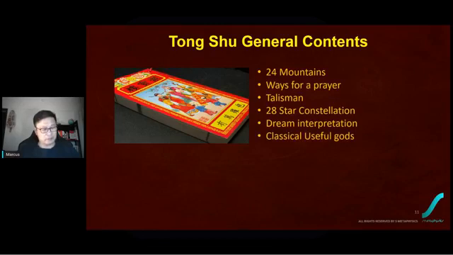Okay, this part is classically useful gods. This part is quite useful. It shows certain days, where the god of happiness is, where the god of wealth is, where all the good gods are. Okay, where they are useful gods, so that you can use it as a direction.